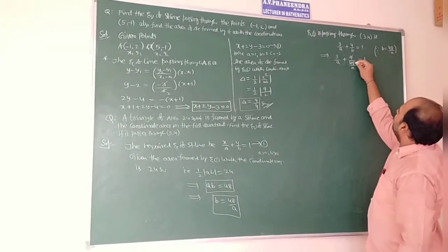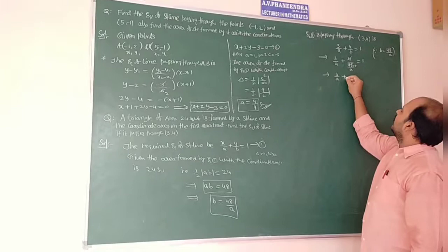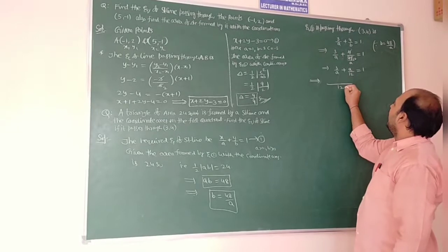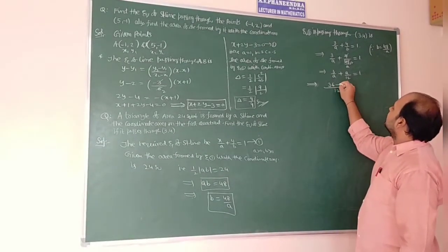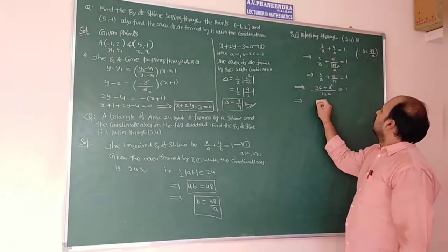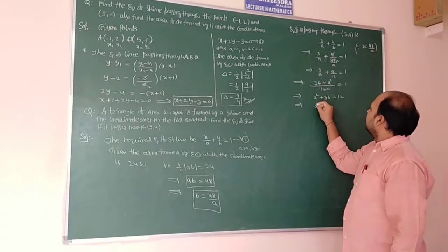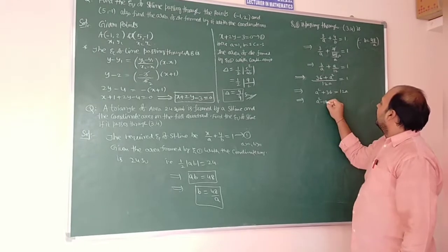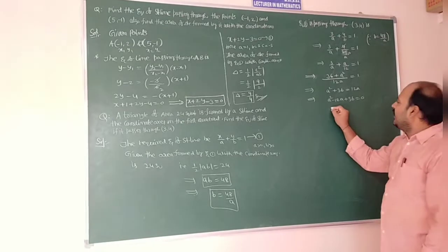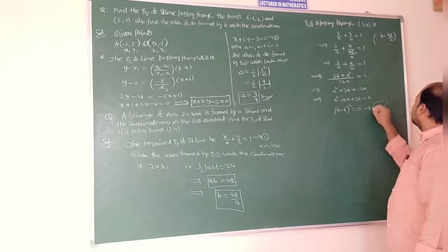4 ones are 4, 4 12s are 48. The denominator of the denominator will become the numerator. 3 by a plus a by 12 is equal to 1. Take LCM 12a. So 12 3s are 36 plus a square is equal to 12a. Cross multiply, a square plus 36 is equal to 12a. A square minus 12a plus 36 is equal to 0. It is the expansion of (a minus 6) whole square. So (a minus 6) whole square is equal to 0. That implies a is equal to 6.